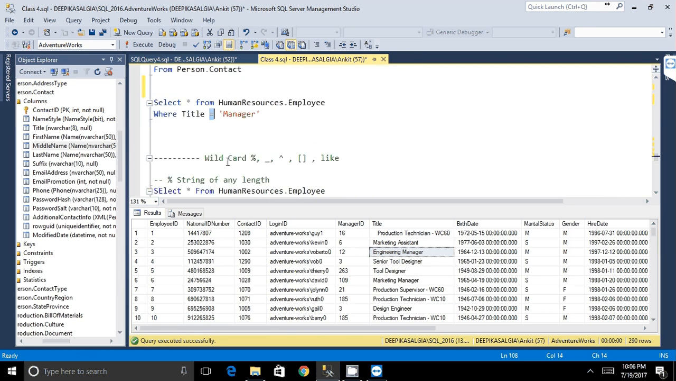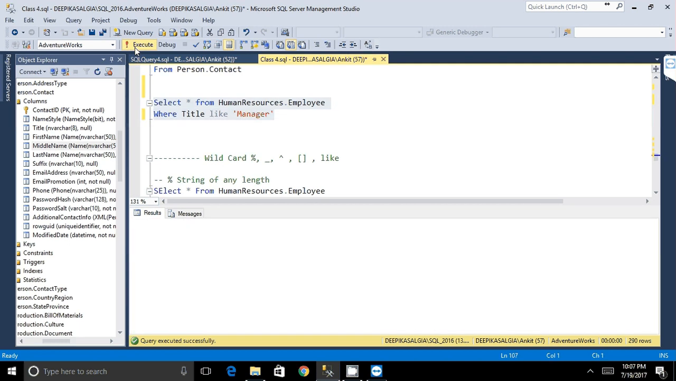All right, so let's see the first one. When I'm saying I want to see all the managers, I would say select star from HumanResources.Employee, and if I just do like in here, it's not going to work. Where I say select star from HumanResources.Employee where title like manager, I'm still going to get the same thing.